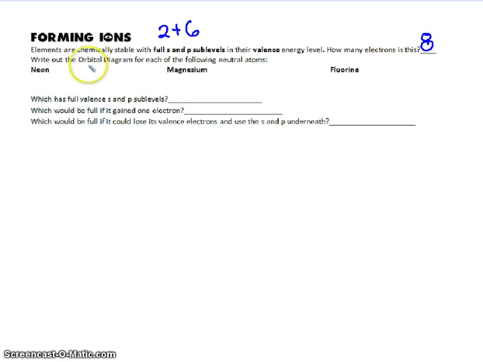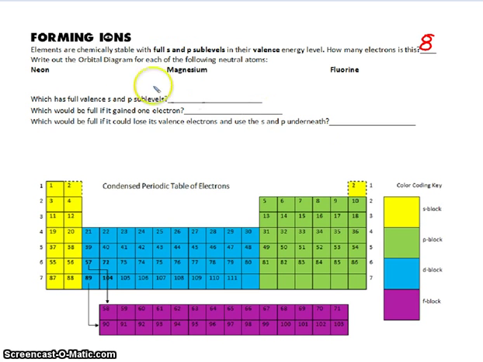Here it asks you to write out the orbital diagram for each of the following neutral atoms, meaning that the atomic number is going to tell you how many electrons they have. If we were going to do that for the one in the middle, let's do this for magnesium. We would start with electron number 1, which is in 1s. So we would draw the box for 1s, and we would put electron number 1 and electron number 2. Then 3 and 4 are in 2s. So here's 2s, here's electron 3, here's electron 4.